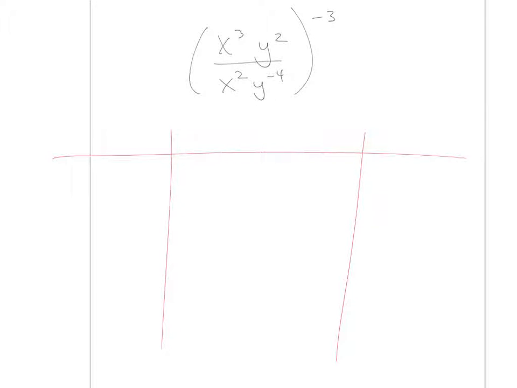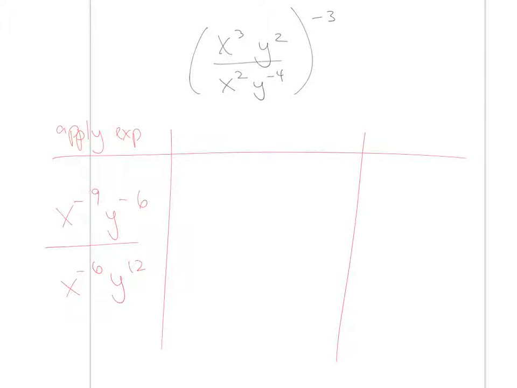Yeah, raise everything to the negative 3rd, which would give me x to the negative 9, y to the negative 6 over x to the negative 6, y to the positive 12. That's one way to start it. Apply the exponent. That's the first way. Yeah, it works, right, George? That works, but now I've got to move a lot of stuff, don't I? Yeah, it's a bit messy.